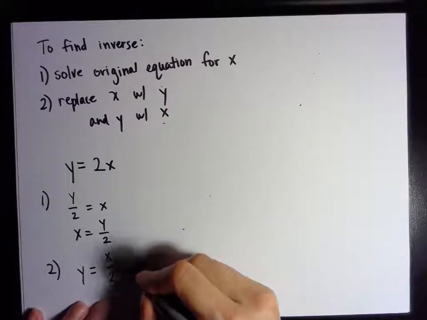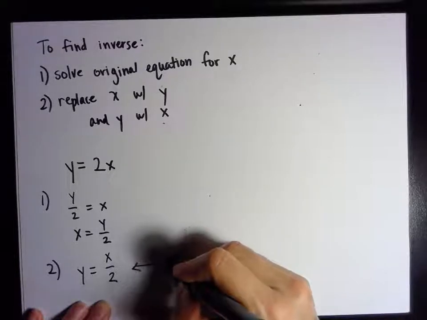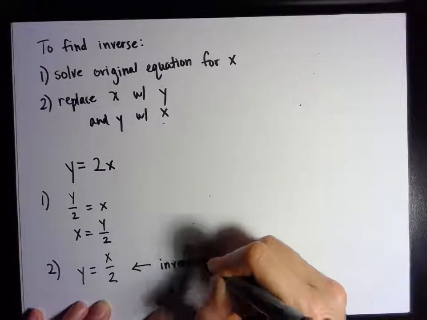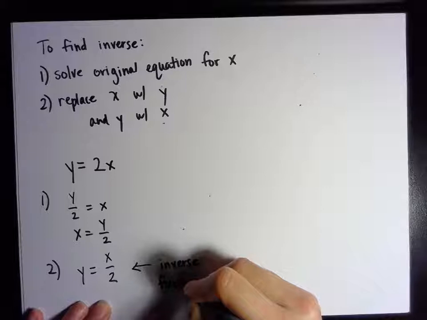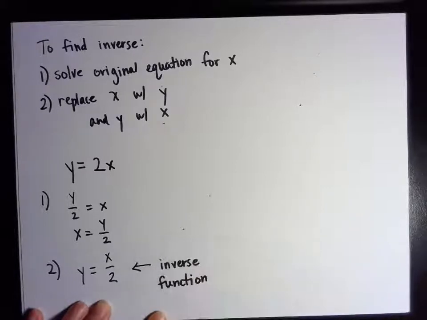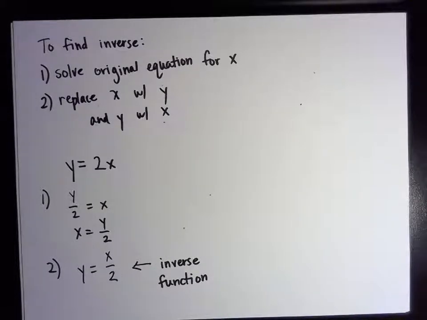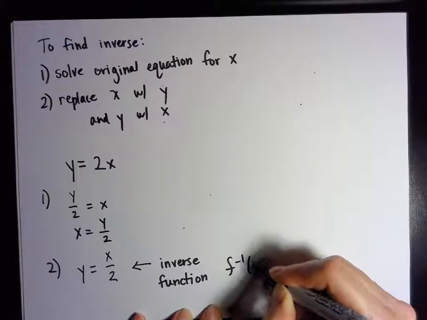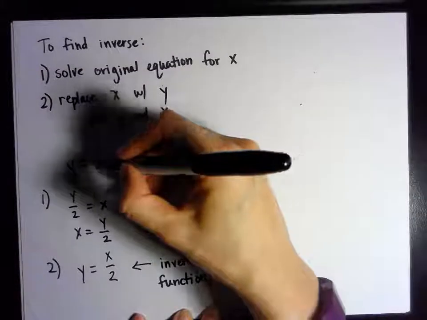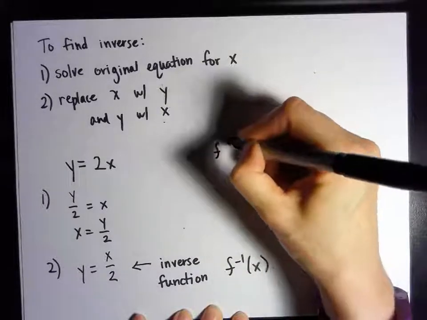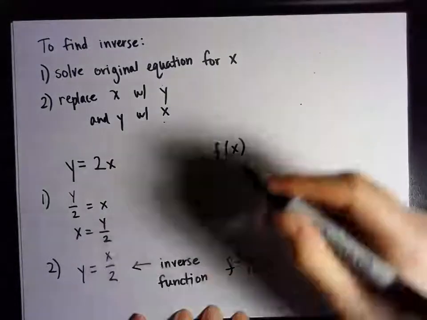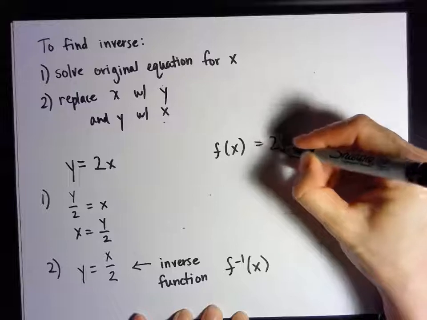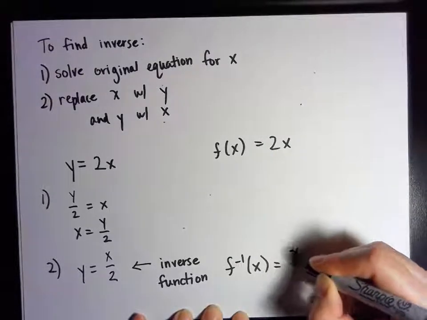Okay, so this is the inverse function. But now that inverse function is written as an f of x kind of function. This would be the inverse function, f inverse of x. This is the original function, f of x. So f of x would be 2x, f inverse would be x over 2.